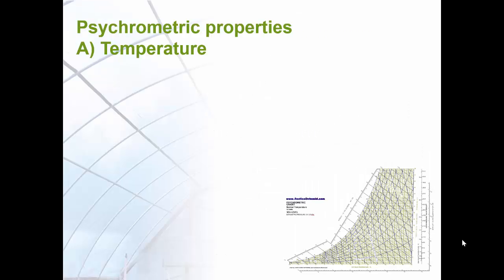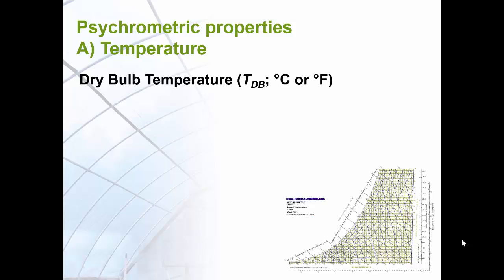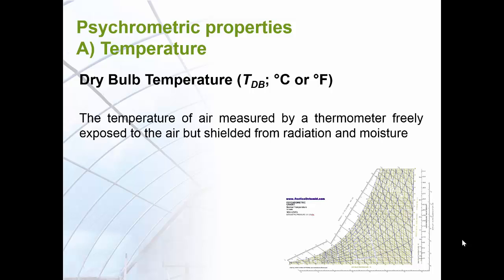The first set of definitions are related to temperature. Let's first define dry bulb temperature. This is the temperature of air measured by a thermometer that is freely exposed to air but shielded from direct radiation and moisture. It is basically the true air temperature that we feel.